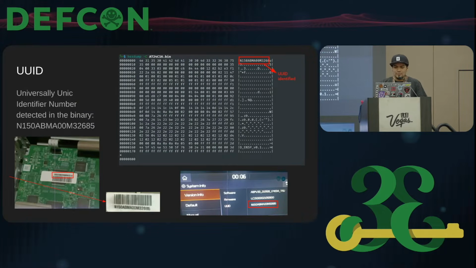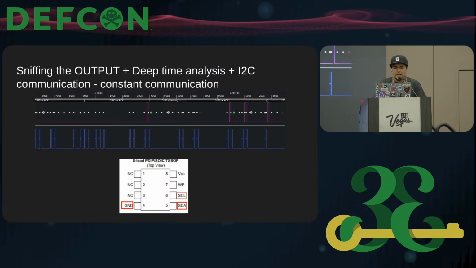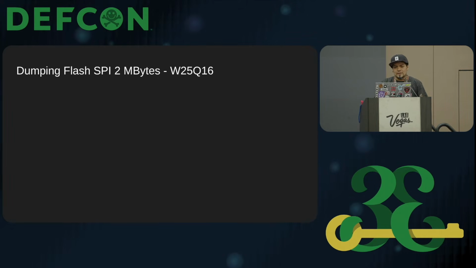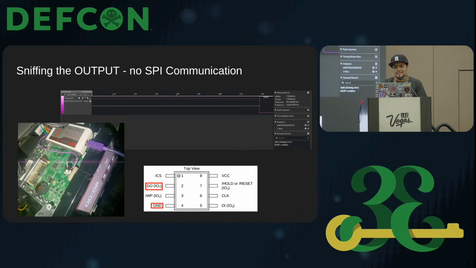When we dumped the EEPROM, we got the software information and the universal unique identifier number, which is also printed on the board. When we sniffed the communication between the EEPROM and the system on chip in the boot process, we got this kind of information. So there is information in the boot process with the EEPROM about the configuration, software, and so on. After that, we dumped the SPI WB25Q16, and we see that in the boot process we don't have information, okay?